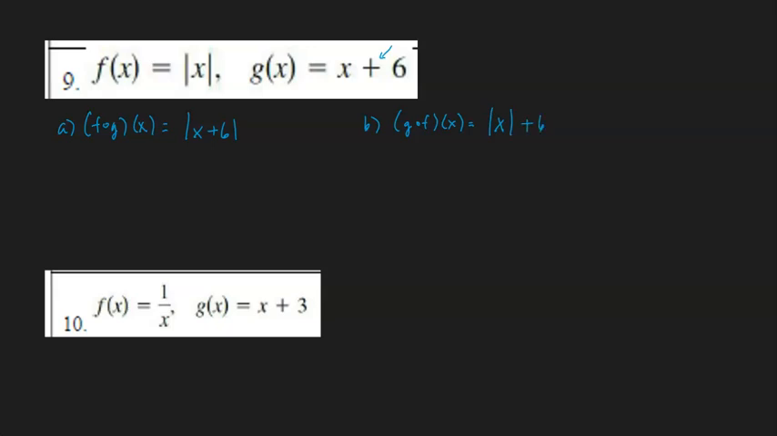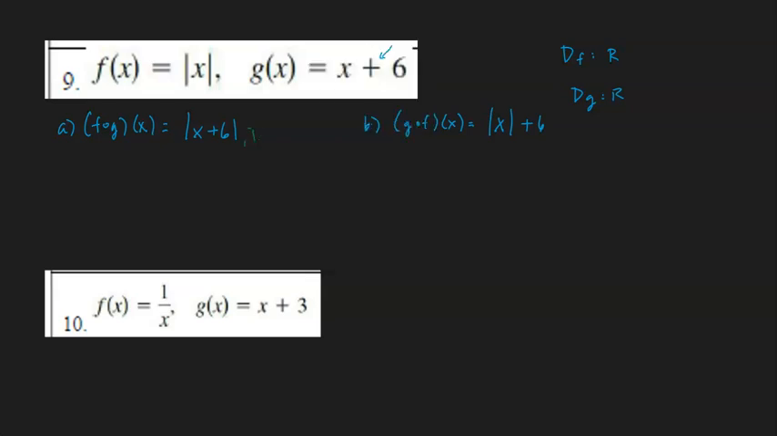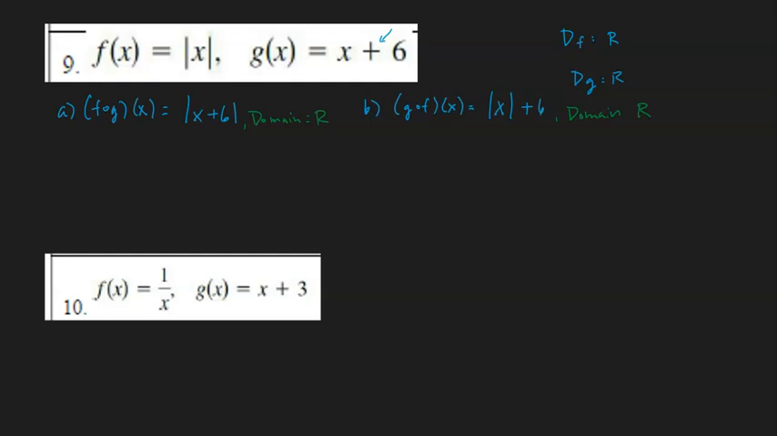Okay. Let's go ahead and state some restrictions. The domain of f is all real numbers. The domain of g is all real numbers. So once again, no restrictions. Domain is all real numbers. Domain is all real numbers. Good job. Next one.